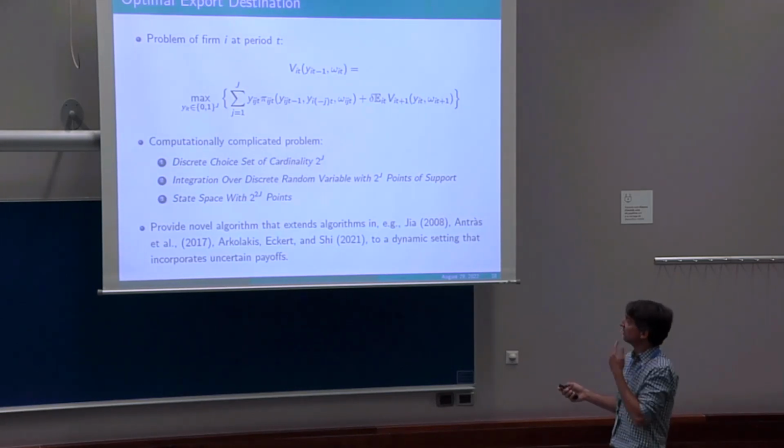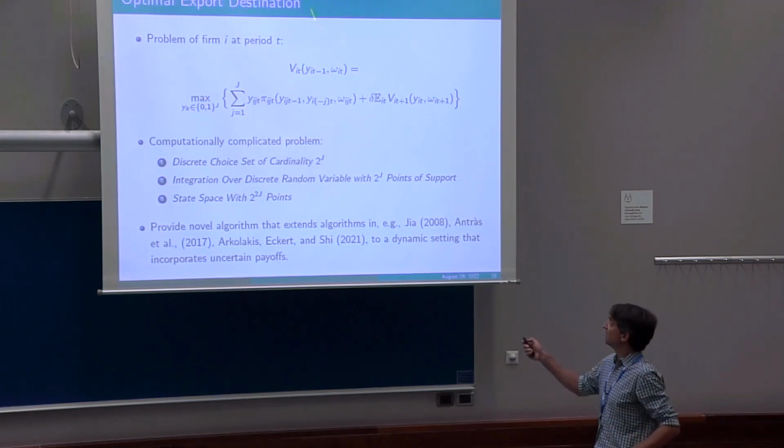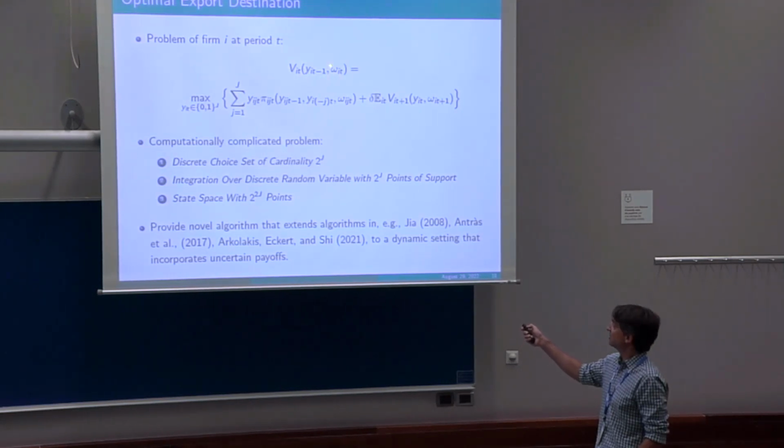So if I wanted to describe quickly what the value function of the firm is, it is going to have some value function that depends on the set of countries they were exporting to yesterday. It's going to depend on this whole vector of fixed costs in every country.